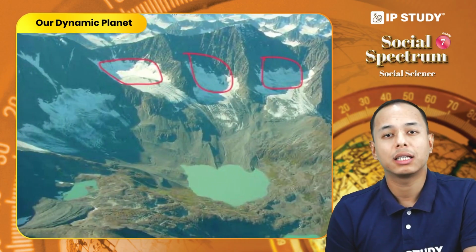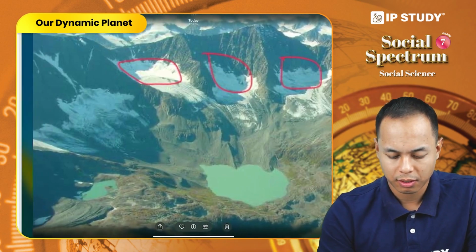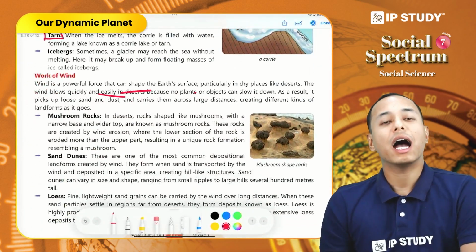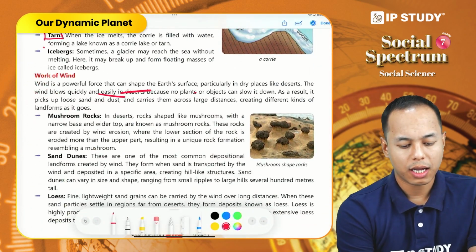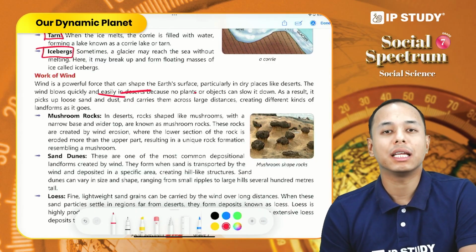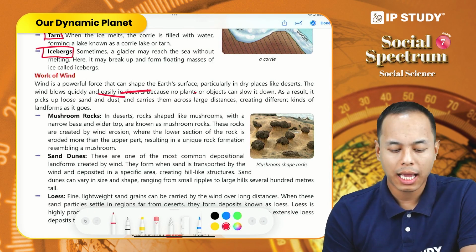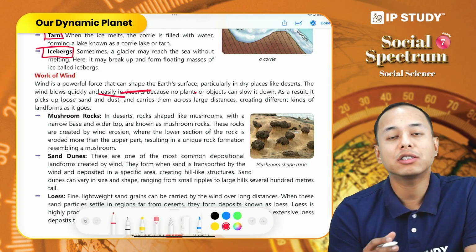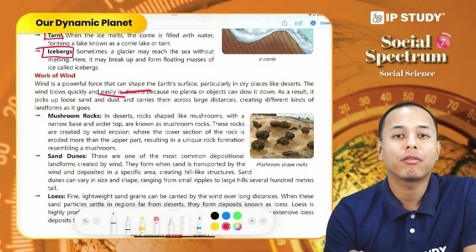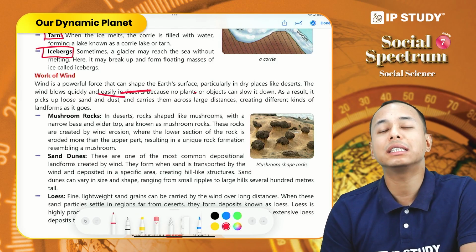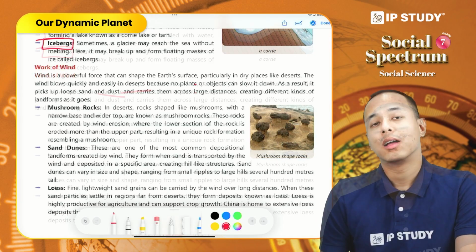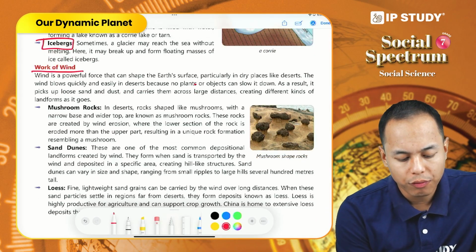So this is tarn, okay. Now lastly, icebergs. So what are icebergs? Sometimes the glacier does not melt and it reaches the ocean and it breaks up, and small fragments of glacier float on the ocean. These are called icebergs. So now let us discuss work of wind.